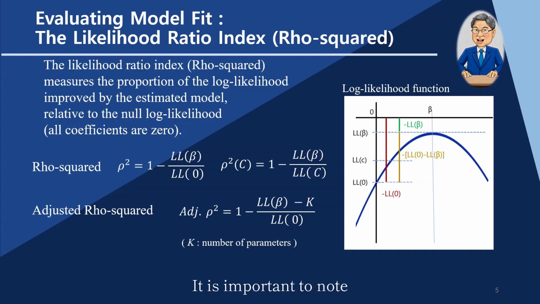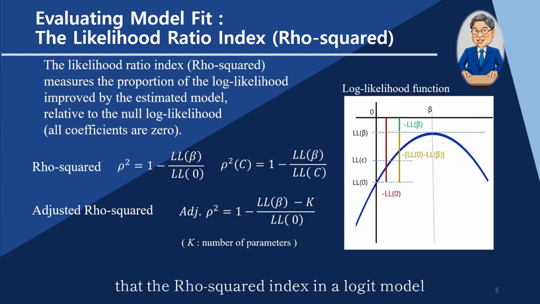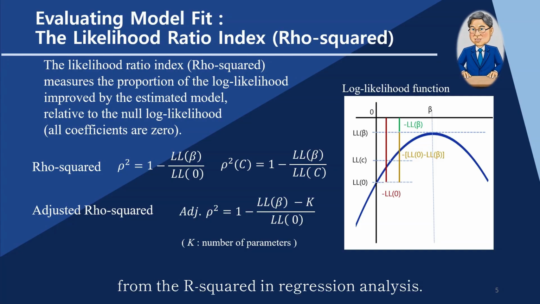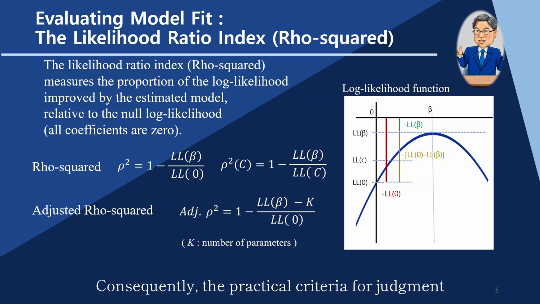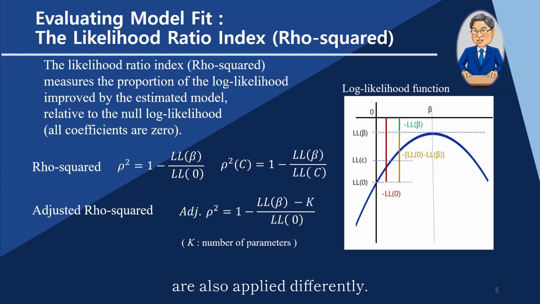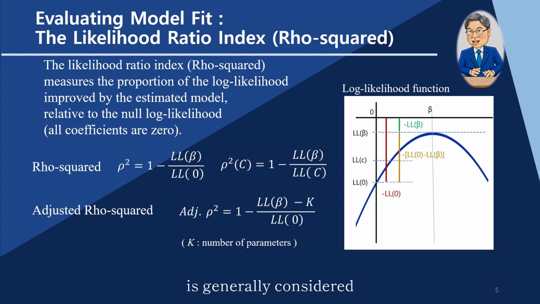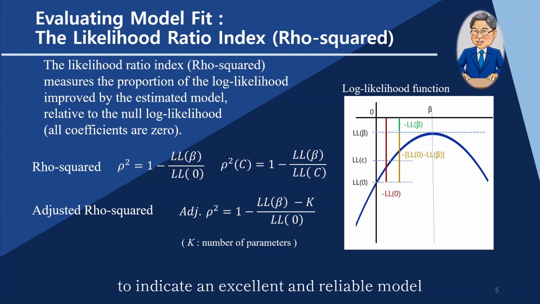It is important to note that the Rho-squared index in a Logit model has a different scale and meaning from the R-squared in regression analysis. Consequently, the practical criteria for judgment are also applied differently. In practice, a Rho-squared value between 0.2 and 0.4 is generally considered to indicate an excellent and reliable model with good explanatory power.